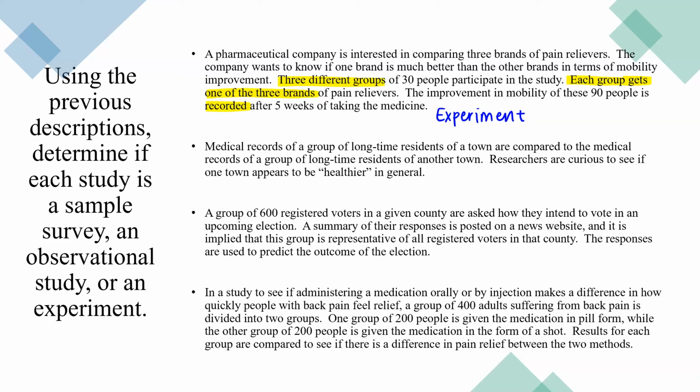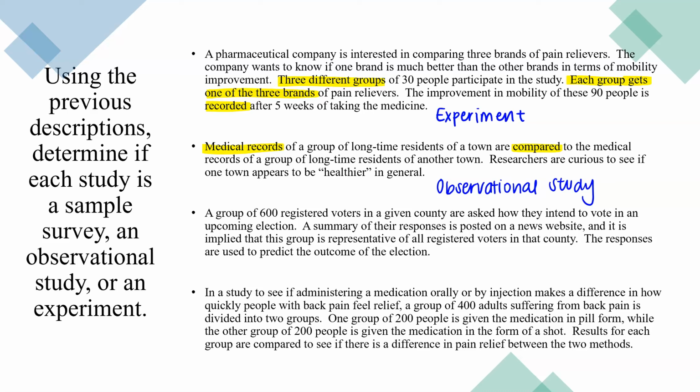Well, what we're doing is we're taking these medical records and we are simply just comparing them to medical records of another town. This would be an example of an observational study. It's an observational study because all we're doing is simply comparing medical records of 2 different towns. We're not imposing any kind of treatment on these people. We are specifically not interfering with these individuals.